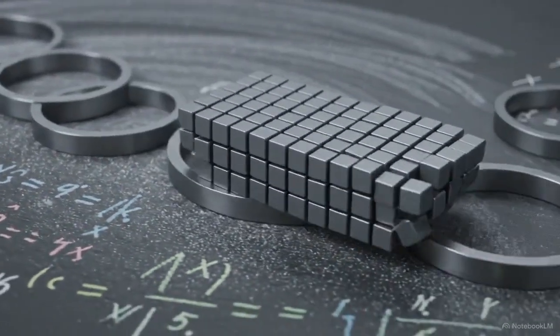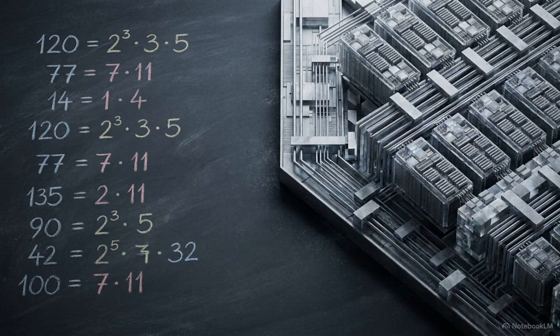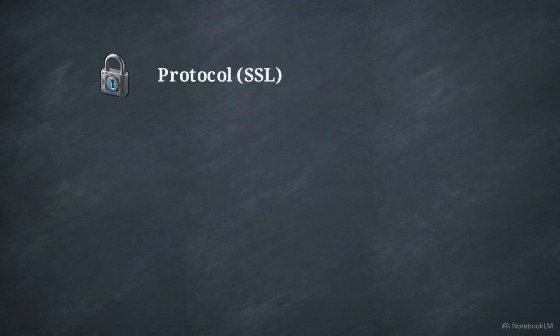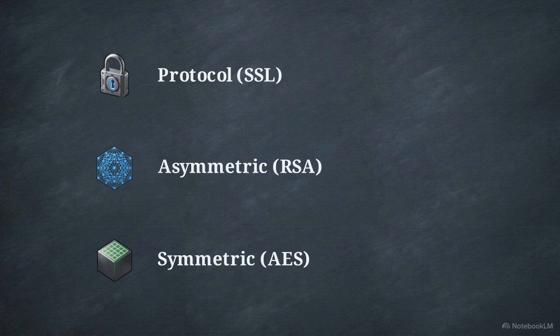Symmetric ciphers trade mathematical elegance for raw operational speed. They rely on structured confusion and diffusion to process gigabytes of web traffic seamlessly. Let's look at the assembled system. SSL orchestrates the connection at the top layer, RSA is the key, and AES encrypts the data.